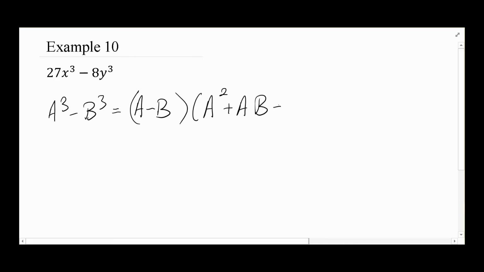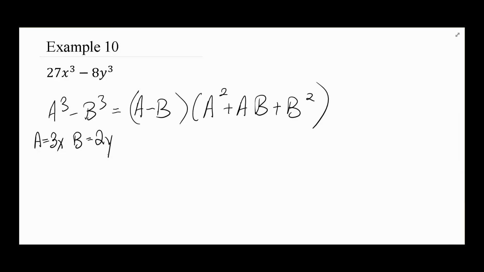This is going to help you because then you can just copy directly below that what you want to plug in. So we're going to say, what is the a? What is the b? What is it that I'm cubing to get 27x cubed? And that's 3x. I'm cubing 3 to get 27. I'm cubing x to get x cubed. Similarly for the b, what am I cubing to get 8y cubed? I'm getting 2y. 2 cubed is 8, y cubed is y.